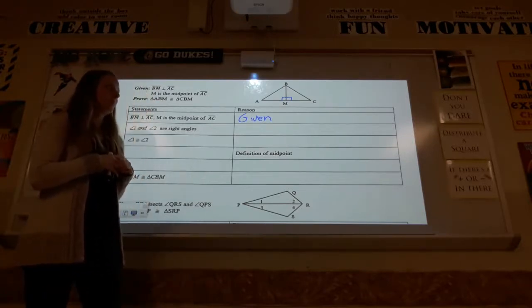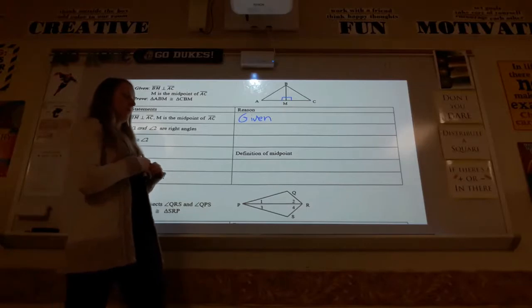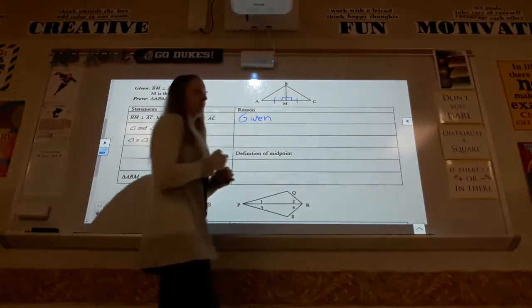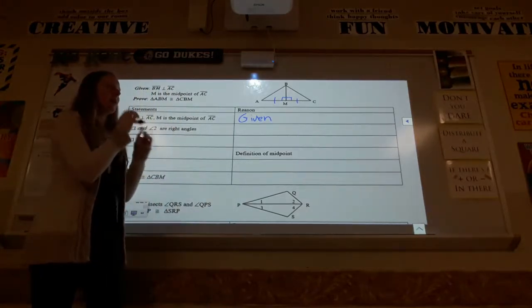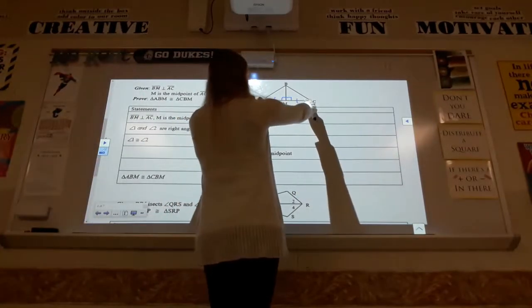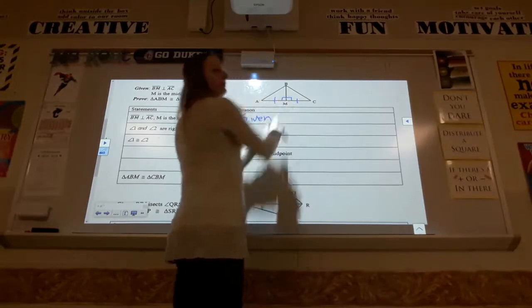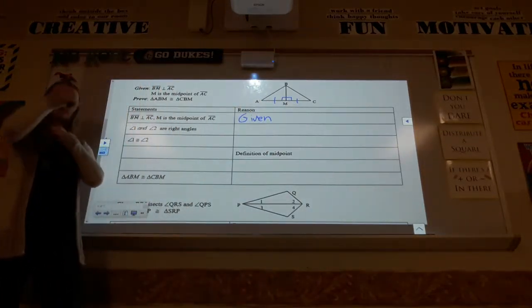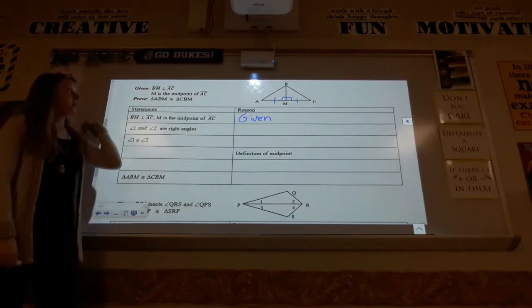Say it one more time. A to M and C to M. Good use of the appropriate ordering. A and C are corresponding, so when you name the segment, it should be AM and CM. So just get used to naming them correctly in your head so it comes out more easily on paper. Those are the two givens.